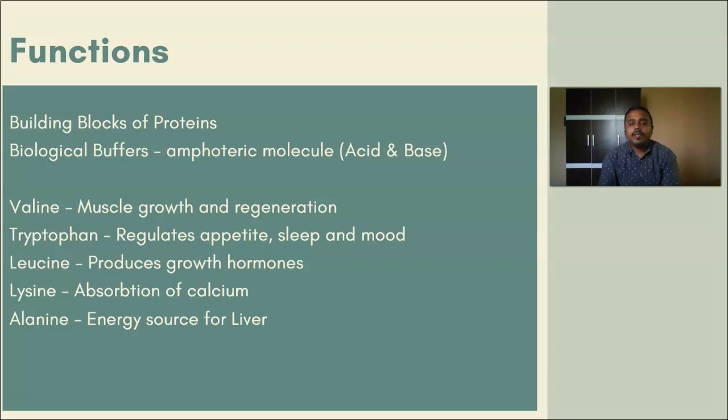Apart from that, individual amino acids have their own functions. For example, valine acts for muscle growth and regeneration. Tryptophan helps in regulating appetite, sleep and mood. Leucine helps in producing growth hormones. Lysine helps in absorption of calcium and alanine acts as an energy source for the liver. Similarly, every amino acid has its own unique function and role, and together they act as building blocks of protein, which in turn contributes to lots and lots of functions and roles in our body.